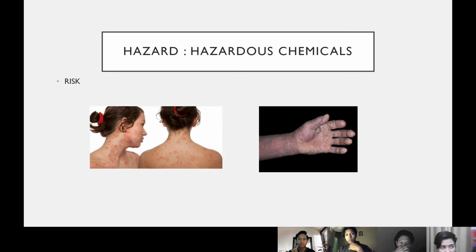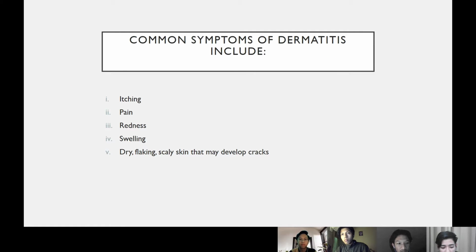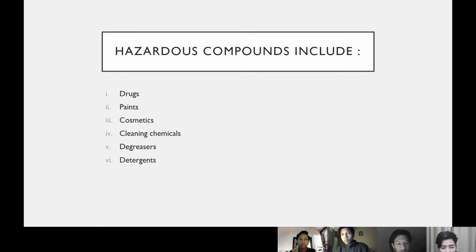Okay. Dangerous items include a wide range of hazardous chemicals. If not handled properly, they can result in flame, explosion, corrosion, and hazardous reactions. Hazardous compounds include the following: drugs, paints, cosmetics, cleaning chemicals, and degreasers. And then, the third one, I will tell you about the hazard of falling objects.